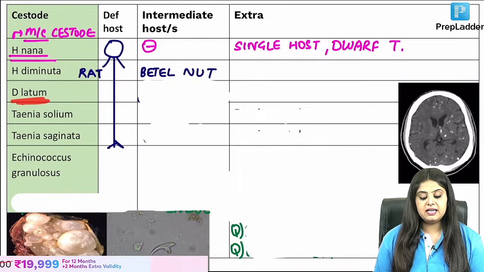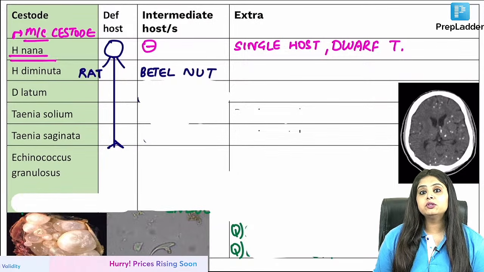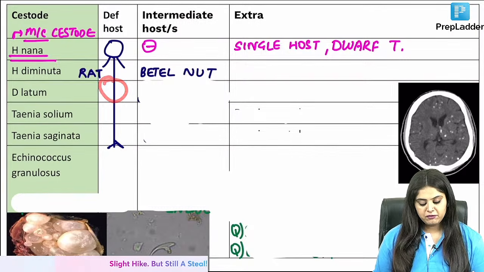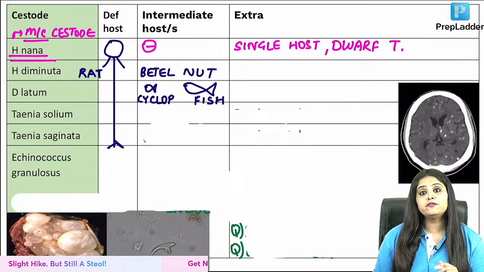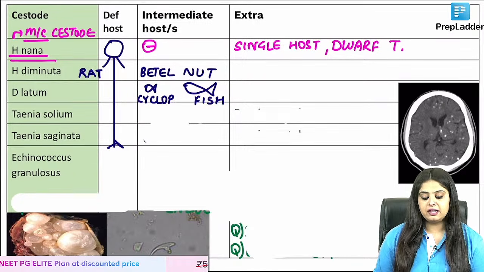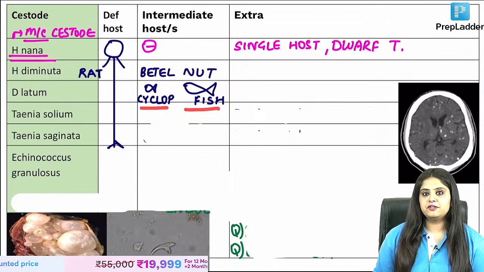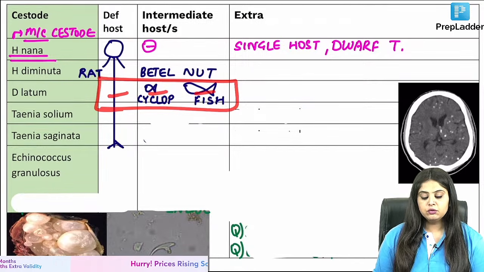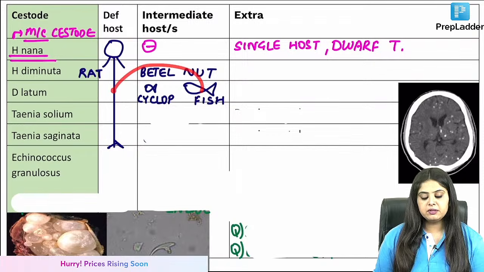Coming to the next, D. latum. We call it Diphyllobothrium latum, because apart from the human being, there are two fish involved in it. So there is a small fish and a big fish. The small fish is known as cyclops, and the big fish is known as the fish, of course. So this life cycle will go on between human being, small fish, and big fish. So what will we end up consuming? We will end up consuming the big fish.